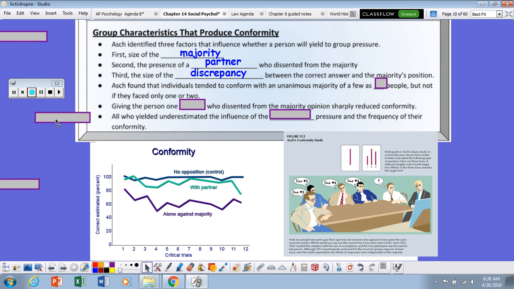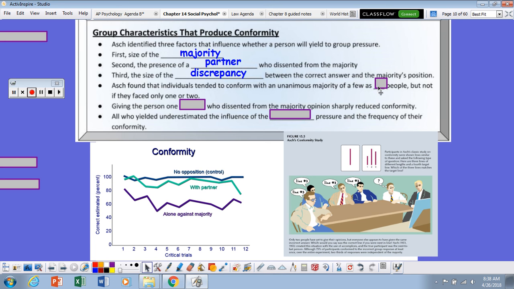Third, the size of the discrepancy between the correct answer and the majority's position. So, if you would pick line number 1 here and compare it to letter A, that's kind of obvious, and so that might make it easier to stand on your own and be independent. But let's say if it was line 3, maybe not so much, because the discrepancy is smaller.